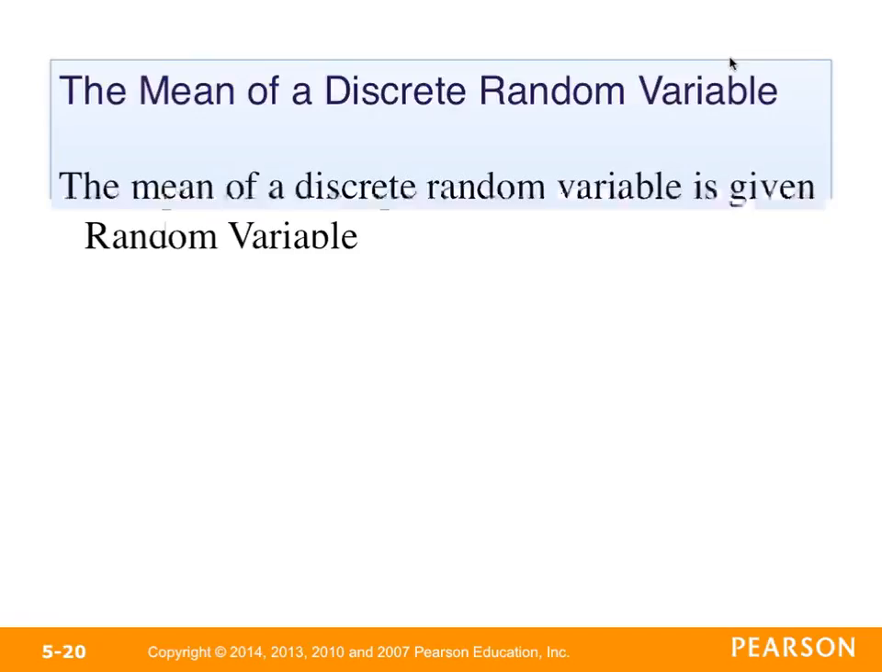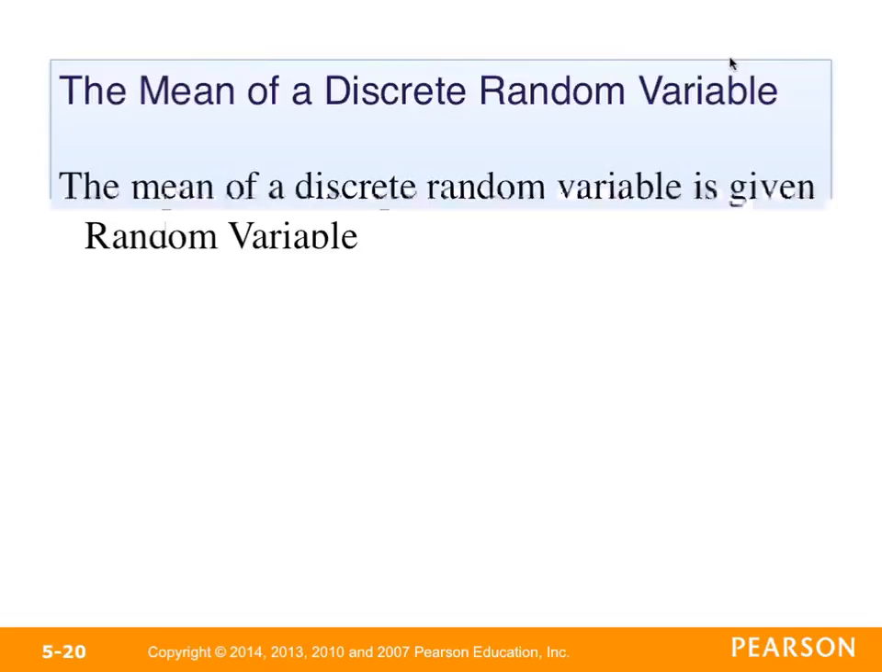So we have a formula here. It looks a little confusing, but don't be too afraid of it yet. The mean of a discrete random variable is just given by the following formula. Now, if you see that symbol there, that's a mu, okay? It's a Greek letter. So we say mu of x is equal to, and then again, that's that summation symbol. So it's the sum of all of the x's times their probabilities.